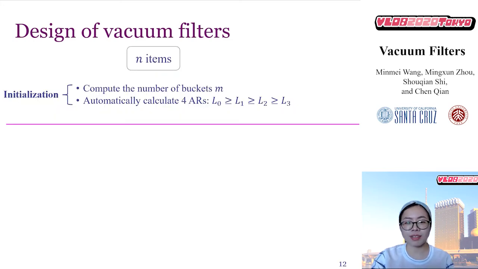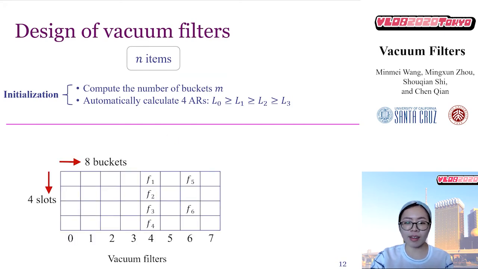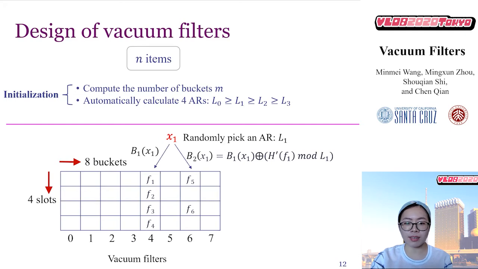In summary, with n items, in the first step, the filter will compute the number of buckets m, and then it calculates the 4 ordinal ranges automatically from L0 to L3. For any item x1 that needs to be inserted into the vacuum filter, it needs to first randomly pick an ordinal range, such as L1, and it calculates the 2 candidate buckets B1 and B2 based on the chosen ordinal range L1. We also propose a new insertion algorithm to achieve a higher load factor and a better insertion throughput. The details are in our paper.